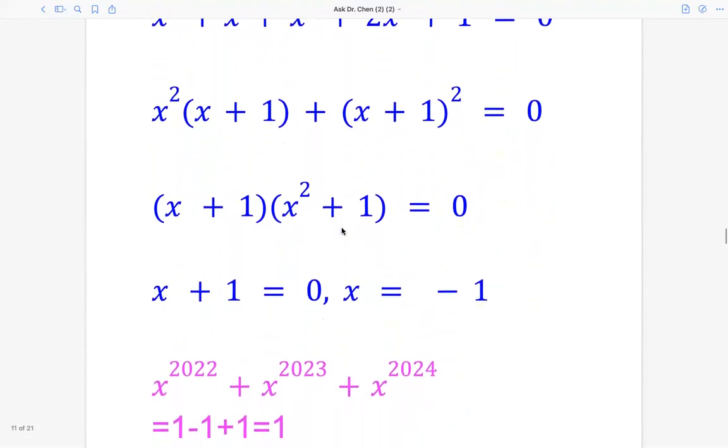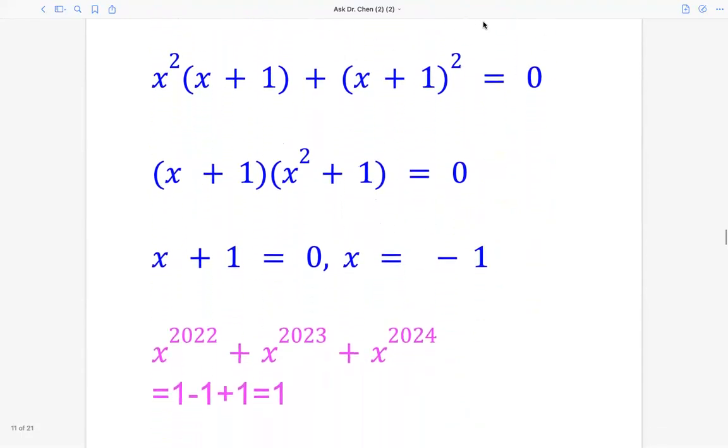Let me grab my pen. So we have x plus 1 as a common factor. So we factor out x plus 1. Then this is missing x. Right, this is missing x. Because the first term is left with x squared, but the second term was left with another factor of x plus 1. So this is x squared plus x plus 1.